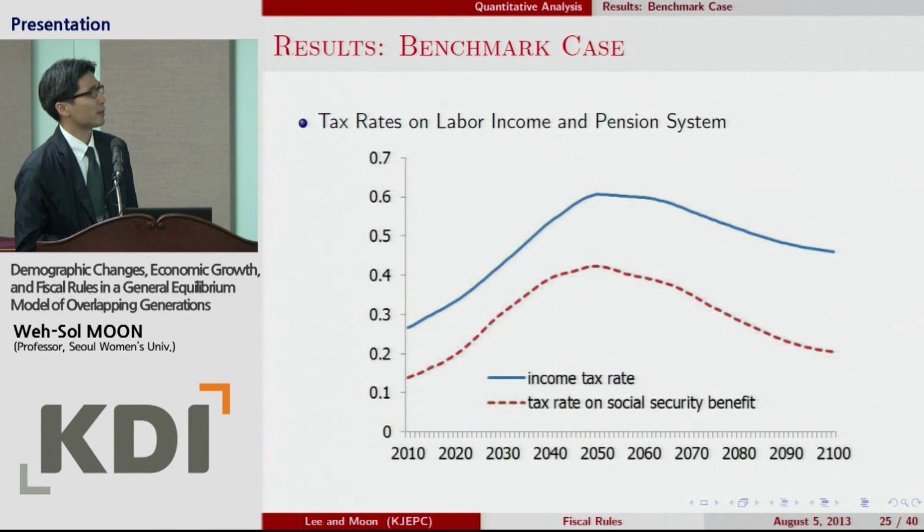Now the income tax rate. I was showing you the steady state level of labor income tax and social security contribution rate, but on the transition dynamics the labor income tax rate is almost 60%. The social security contribution rate is about 40%, even though the steady state is 40% and 20%. The population effect on the transition dynamics is really huge.